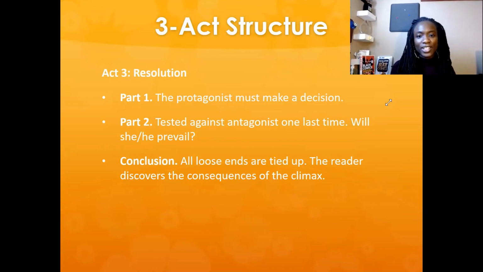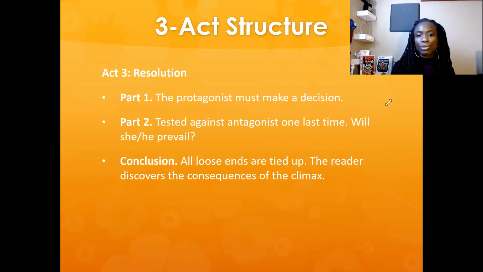Part 2 of act 3 is the protagonist is tested one last time, usually by the villain or the antagonist, right? And we're wondering, will the hero prevail this time? Again, think about the movie Black Panther, right? So T'Challa comes back to life, and then he decides that he's going to go and fight Killmonger again. But we have to wonder, is he going to win this time around, right? Can he do it, right? Can he get the Wakandans to support him again? That kind of thing, right?